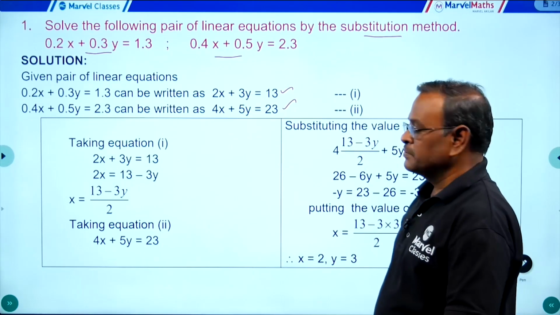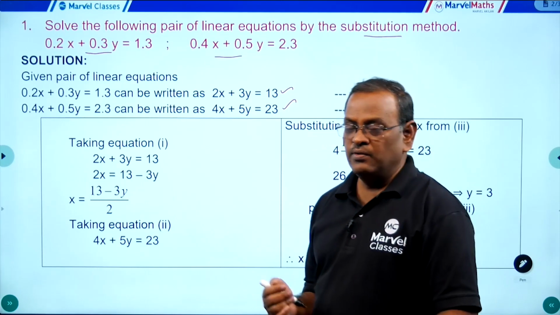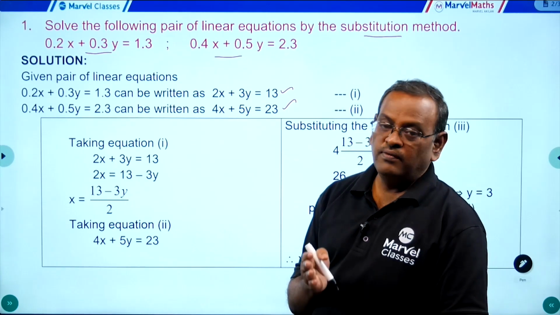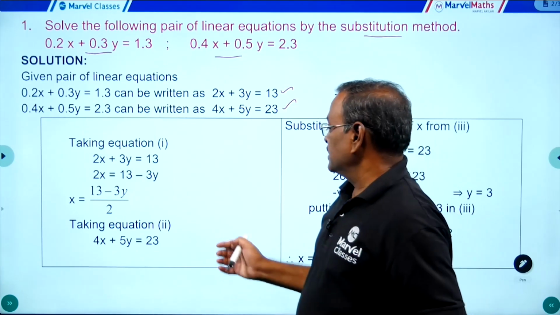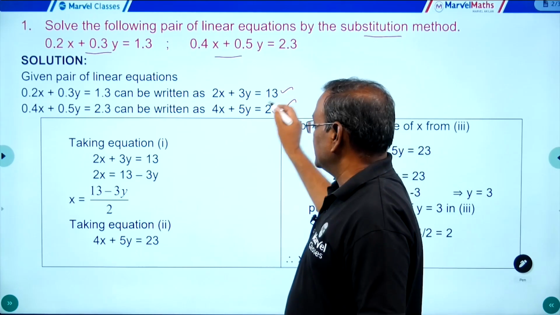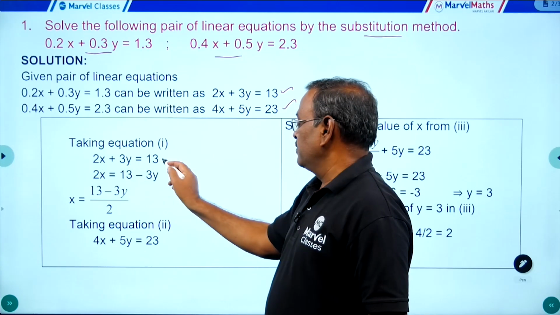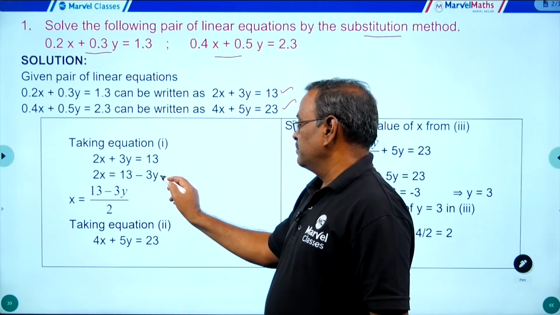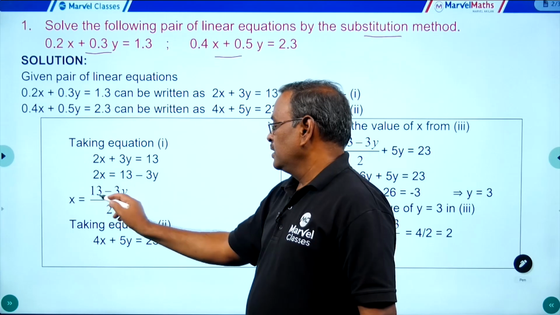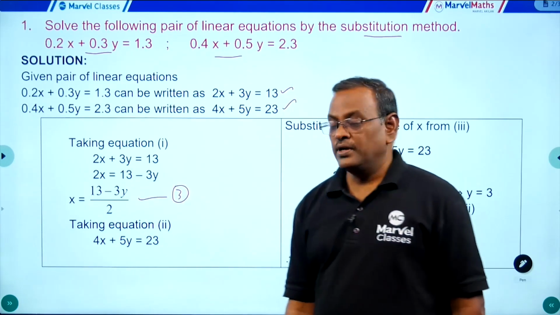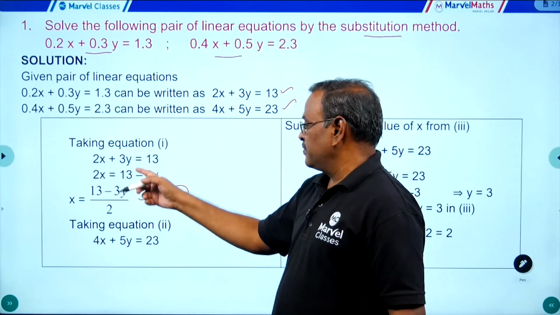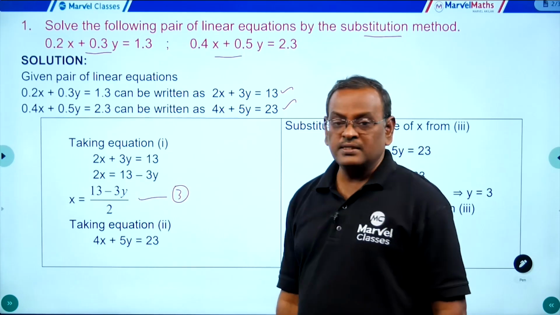Now substitution. The substitution method is nothing but take any one equation and write one variable in terms of the other. For example, if you take the first equation 2x plus 3y equal to 13, 2x equal to 13 minus 3y, so what is x equal to? x equals (13 minus 3y) by 2. This x, derived from the first equation, assume that equation is 3.